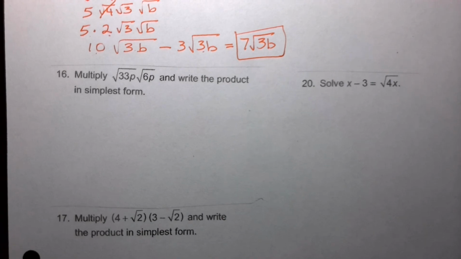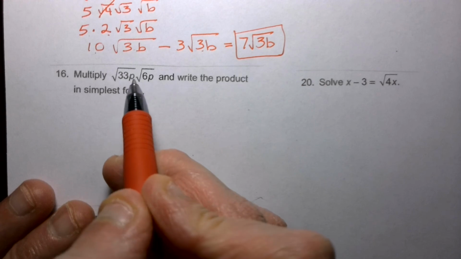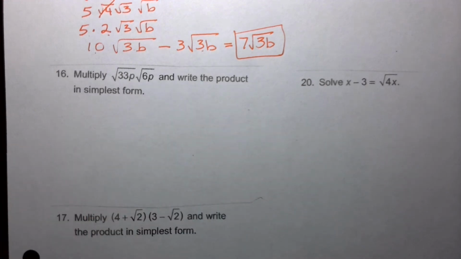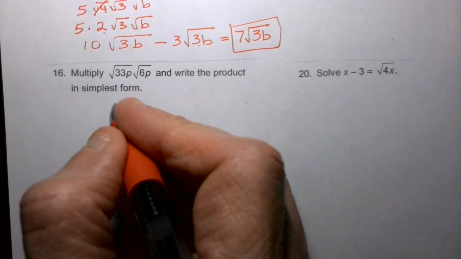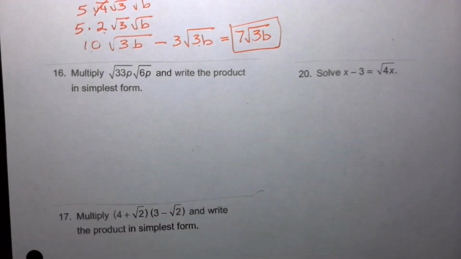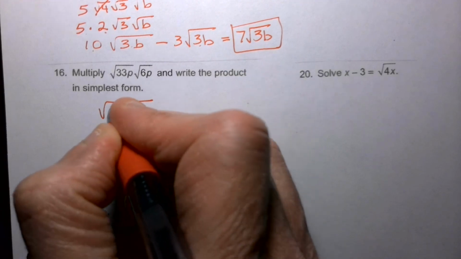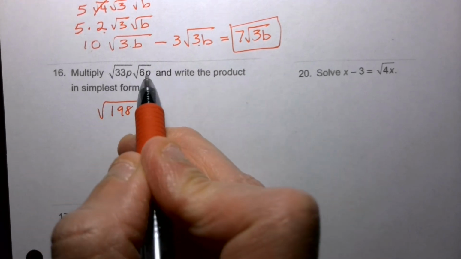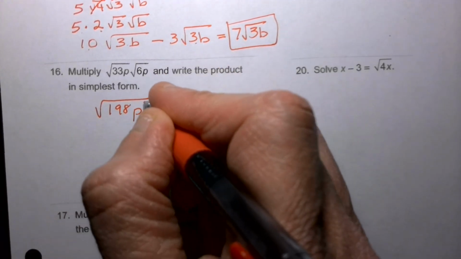The next one says multiply and then write the product in simplest form. There's nothing to simplify the way it is, but sometimes when you multiply them together, then you can break them down and simplify them more, and that is the case here. So let's multiply 33 times 6, and that is 198. P times P is P squared.